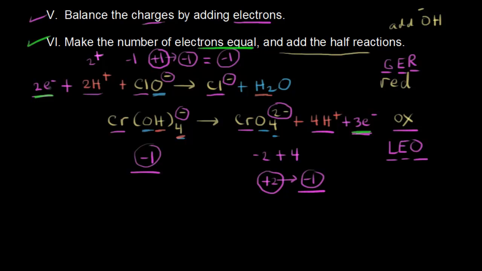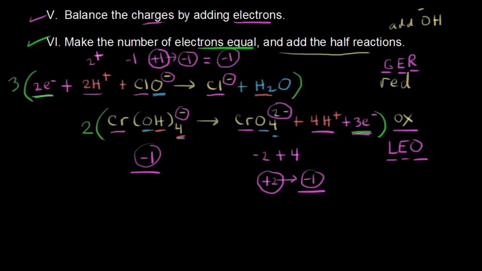And the way to do that, of course, is to think about lowest common denominator. So we have a 2 and a 3, so we can make those 6 electrons. So we need to figure out a way to make both of our half reactions have 6 electrons. And we can do that by multiplying our first half reaction by a factor of 3 and multiplying our second half reaction by a factor of 2. And that will give us equal numbers of electrons.